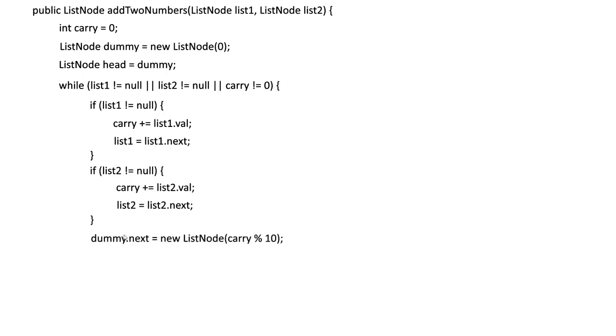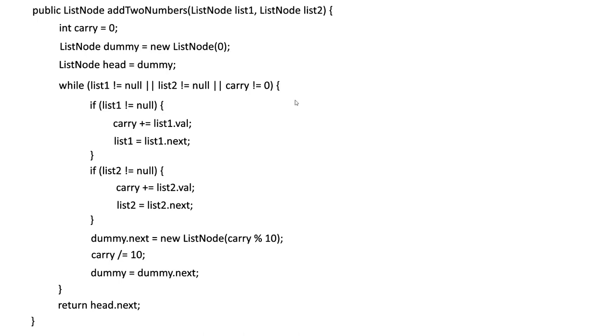Alright, so we'll assign dummy next equals a new list node with the carry modulus 10. Any number 1 through 9, when you do a mod to it, will just be that number. And if you have 10, mod 10 will give you 0, and then we'll have 1 in the carry. So take that carry divided by 10, and then we'll assign the dummy equal to dummy next. And at the end, we'll return the head next, which will have the entire list node. And that is pretty much it.